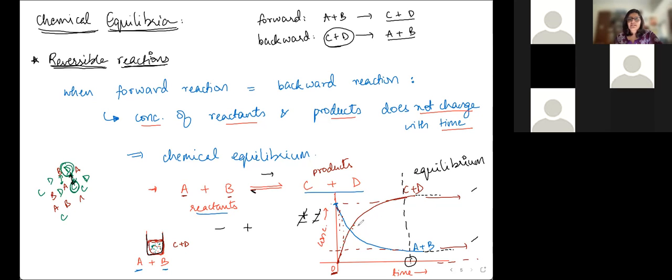For some reactions, equilibrium will form very early, right here. Some reactions will go to like 99% completion and then equilibrium is established. For some reactions, it may happen at like 50% completion. That will change depending on all these different factors. But usually, equilibrium means this is what happens in the reaction vessel.